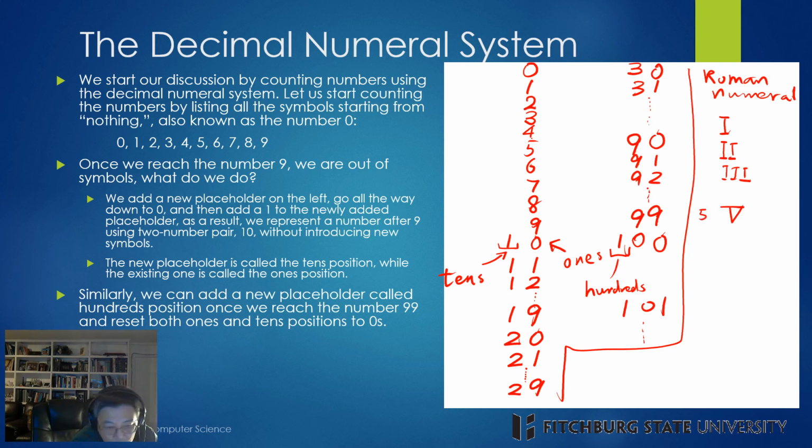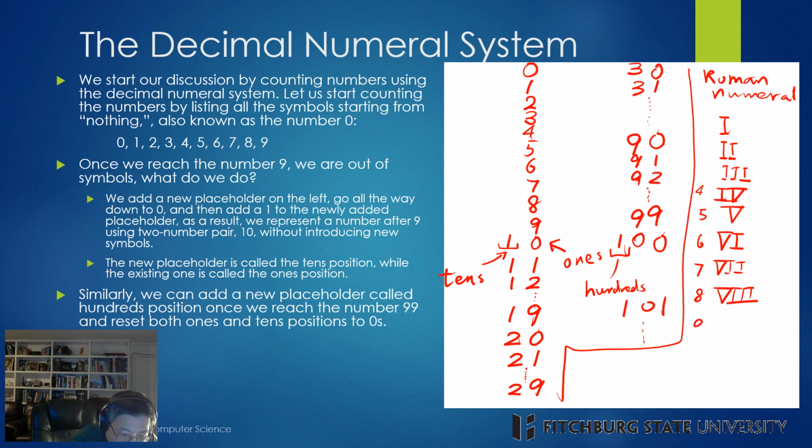Now in Roman numeral, we can represent 4 by combining the V and I. So we can put the V, which is 5, but we need to reduce 1, right? We need to subtract the 1. So that means we're going to put the I on the left, which means 5 subtract 1, which is a 4. Now for 6, we're going to put the V and put the I on the right. Okay, 7 is VII, and 8 is VIII.